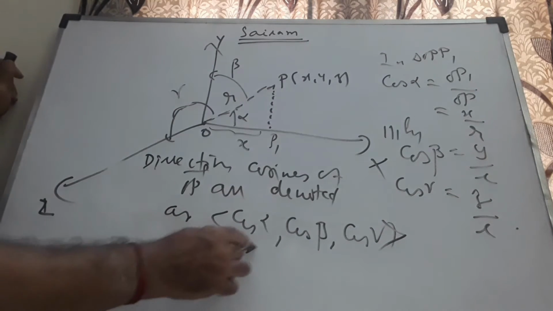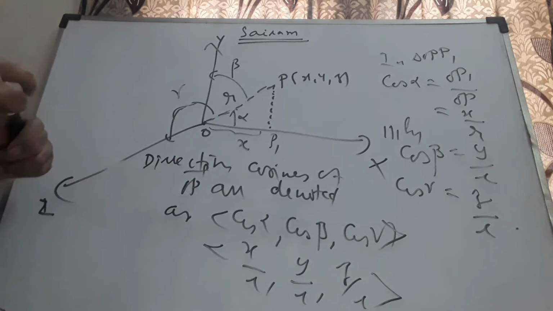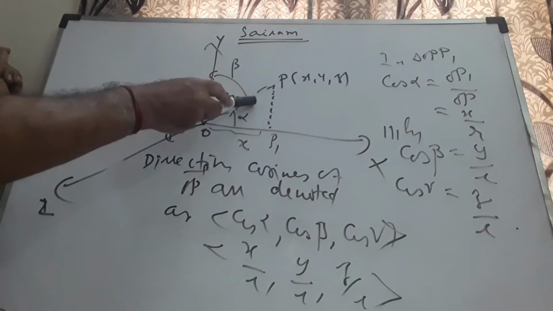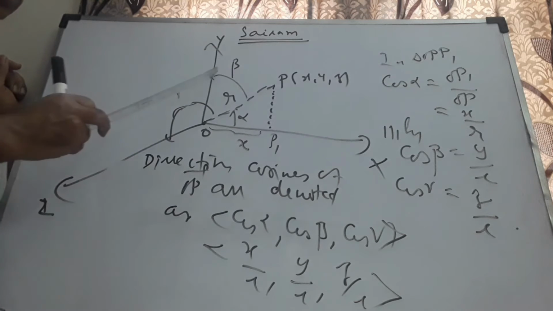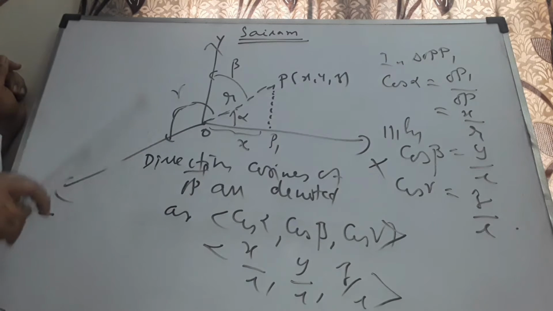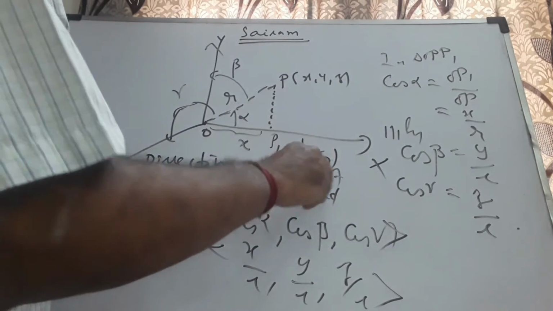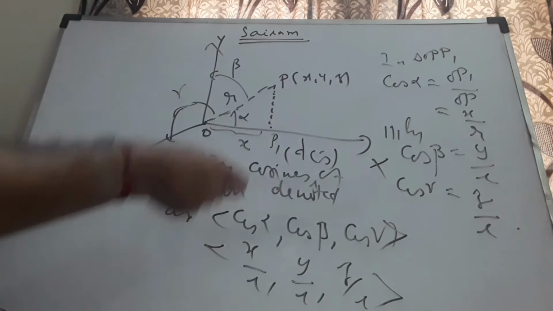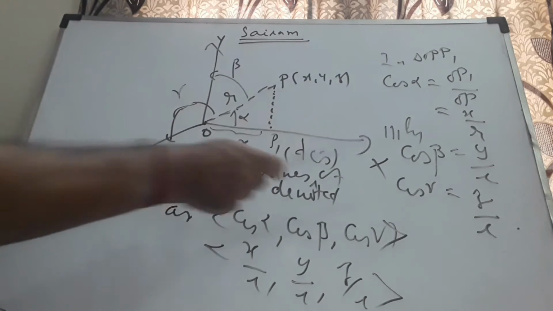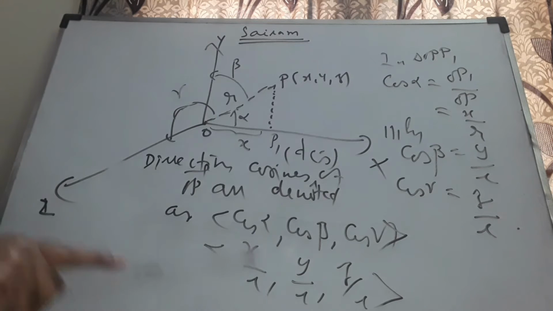Just now we derived they are x by r, y by r, z by r. Let me just repeat. If OP vector makes an angle alpha, beta, gamma with the positive direction of x-axis, y-axis, z-axis in three-dimensional geometry, the direction cosines, in short form DCs, of OP vector are given by cos alpha, cos beta, cos gamma. Just now we derived that cos alpha, cos beta, cos gamma are nothing but x by r, y by r, z by r respectively.